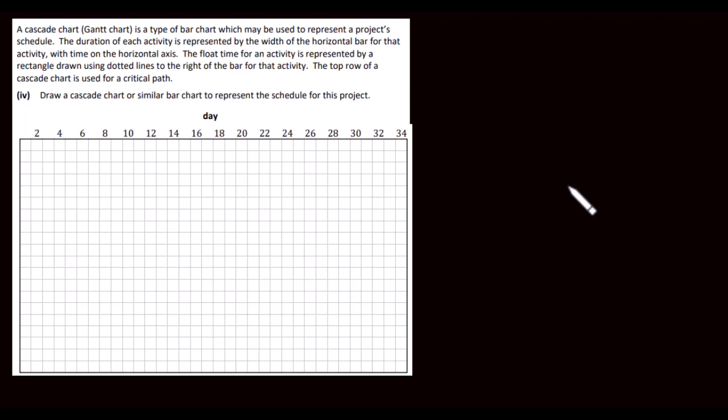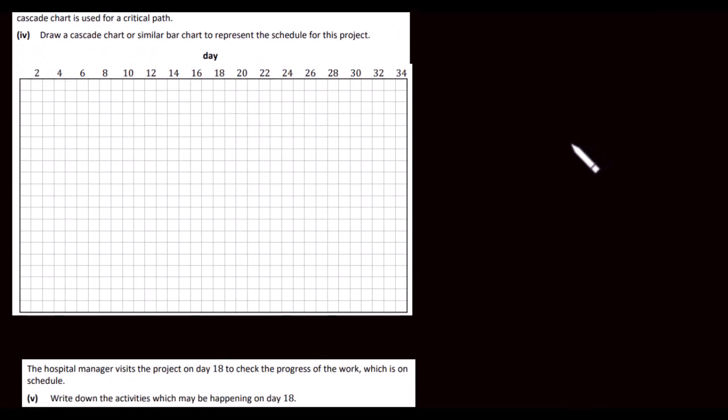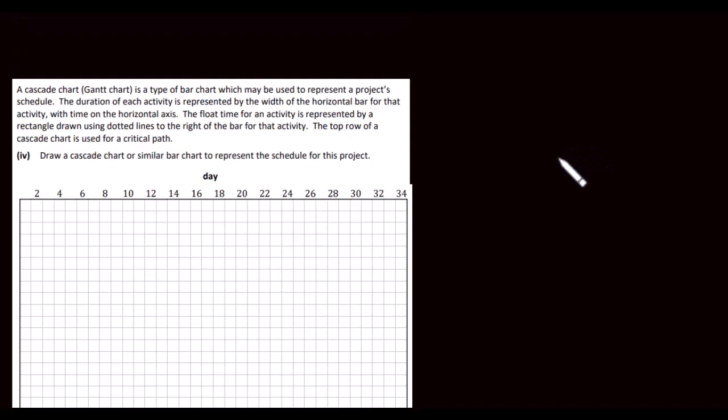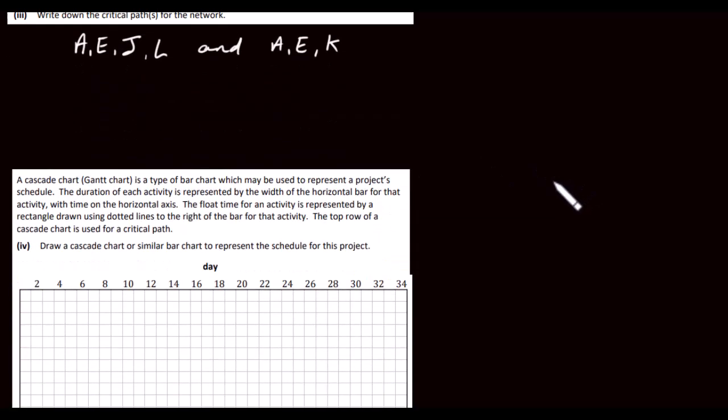So the way you start these is to look at a critical path and draw that one first. So I'm going to do AEJL, and they are in days. So if you look at A, for example, A here takes 14 days, E takes, let's see, 5 days, and J then takes 11 days, and L takes 2 days. So we've got to represent those ones first.